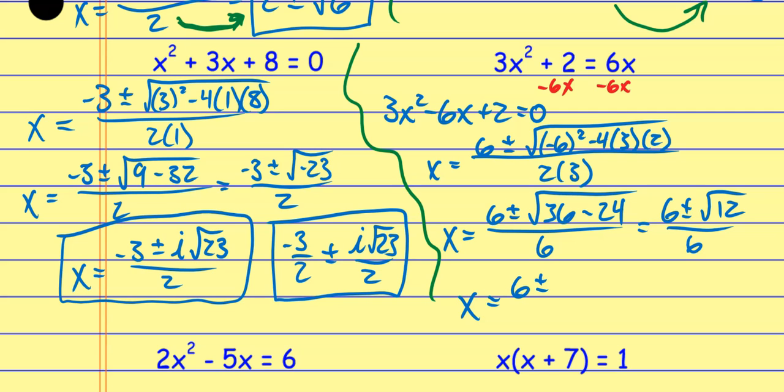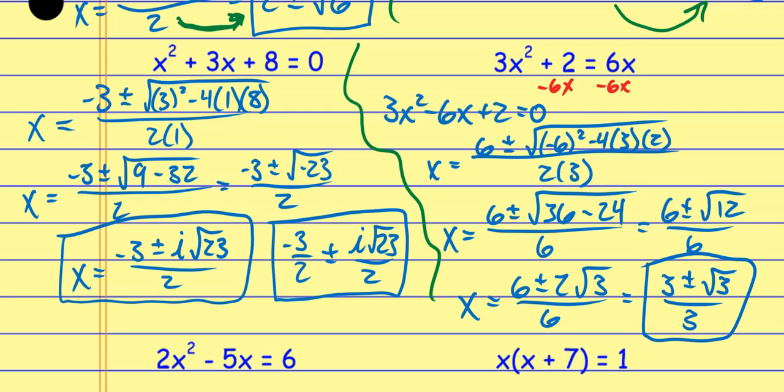That's going to give me 6 plus or minus the square root of 12. That's 4 times 3. The square root of 4 is 2. The 3 is still trapped, all over 6. And now I can reduce. They're all divisible by 2. So this becomes 3 plus or minus root 3 over 3. Okay, that would be an acceptable answer.